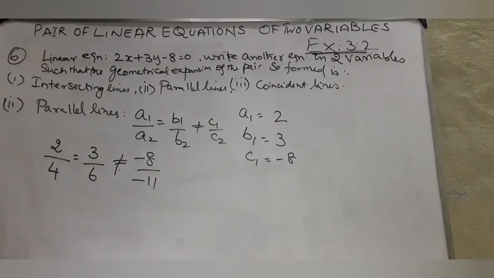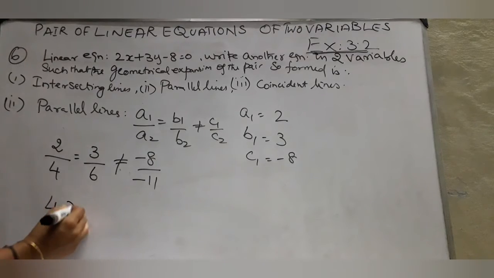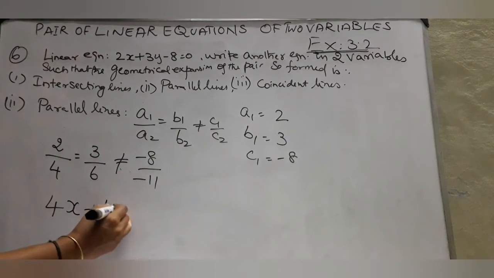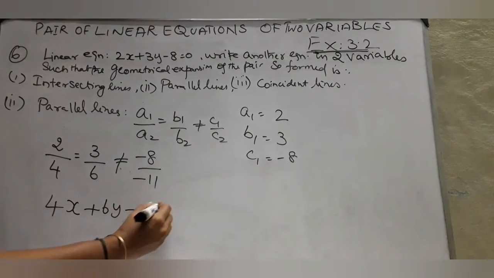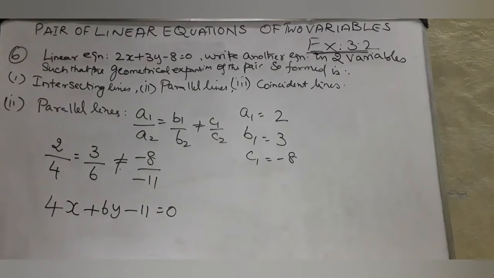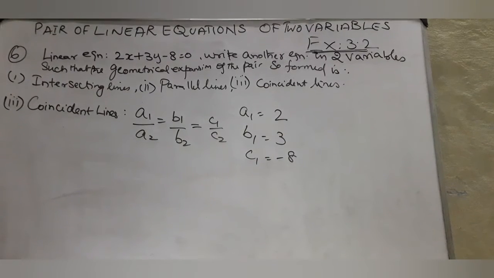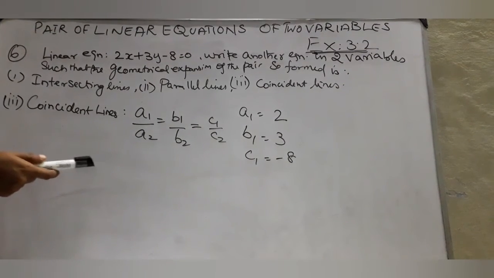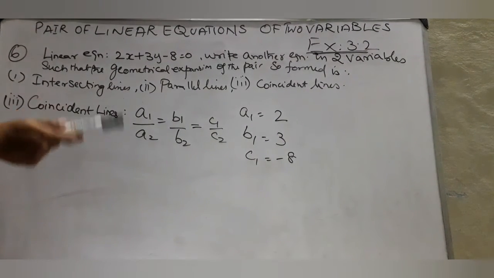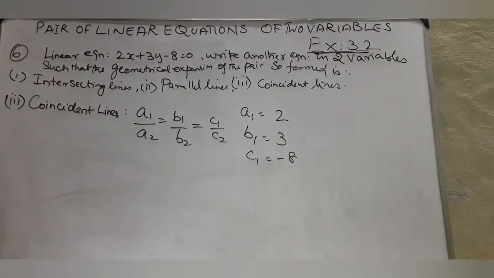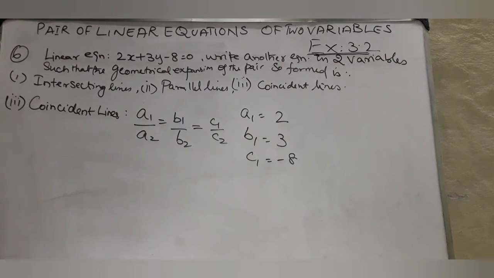Now we frame another equation, which is nothing but 4x plus 6y minus 11 is equal to 0. Now the third condition is coincident lines. We know that a1 by a2, b1 by b2 and c1 by c2 are equal. The ratios of the coefficients of x, y and the constant are equal.